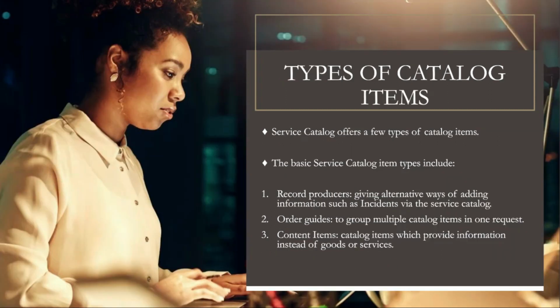So let's move further. So, types of catalog items. Service catalog offers a few types of catalog items. Basic service catalog item types include record producers, order guides, content items. Record producer is an alternative way of adding information such as incidents via the service catalog. Order guide is used to group multiple catalog items in one request. Content items are catalog items which provide information instead of goods or services.